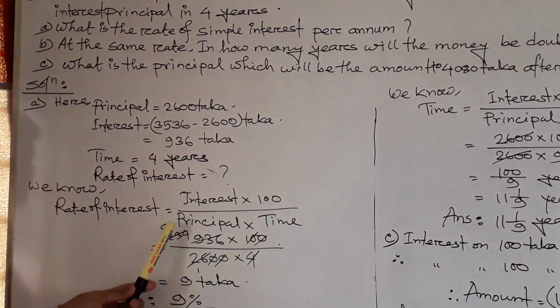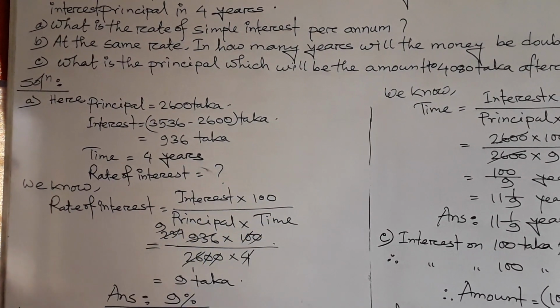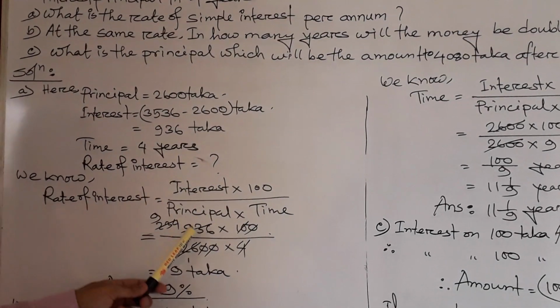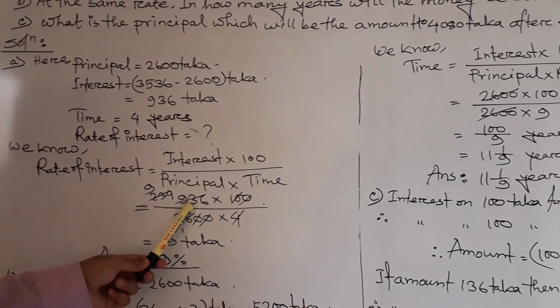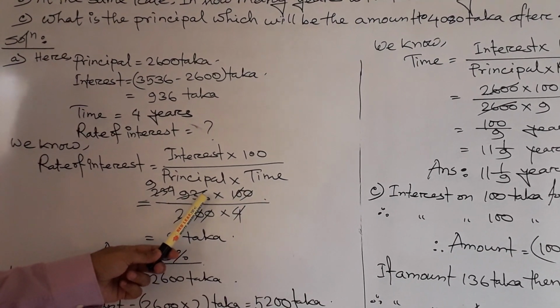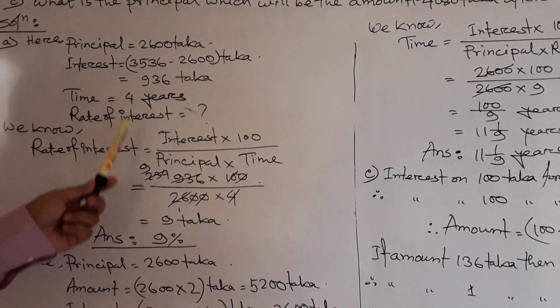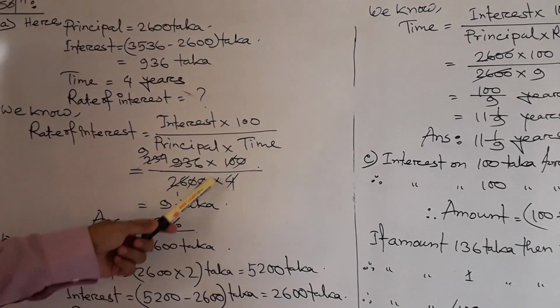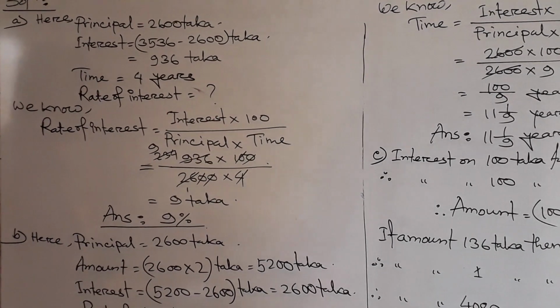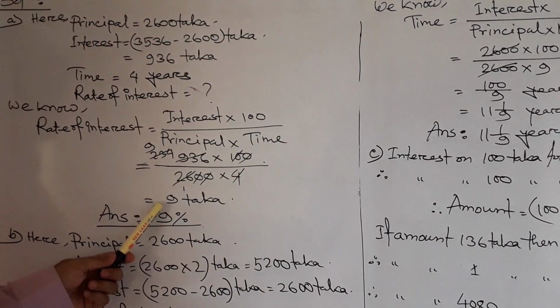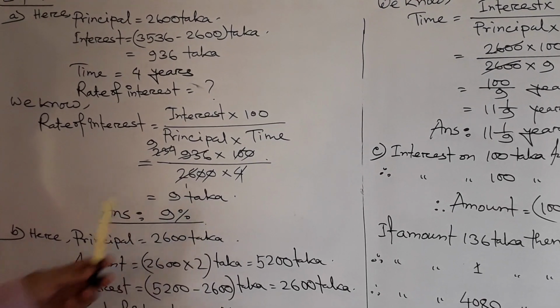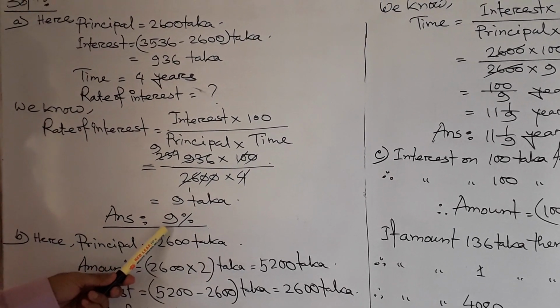Now find the rate of interest. So we know the formula: rate of interest equals interest multiplied by 100 divided by principal multiplied by time. Here interest 936 multiplied by 100 divided by principal 2,600 multiplied by time 4. Now cut, then the result is 9. So the rate of interest is 9%.